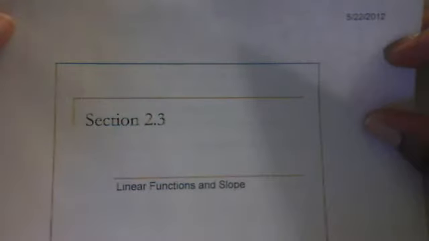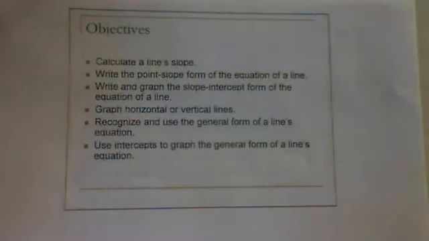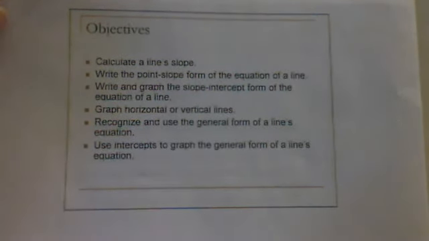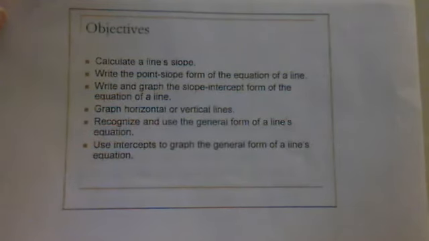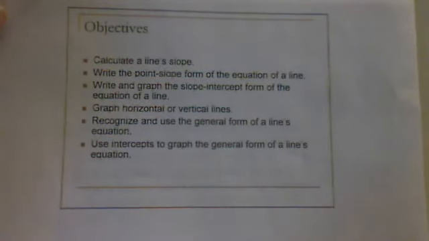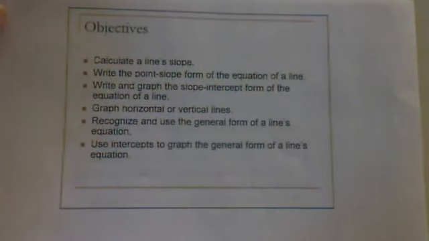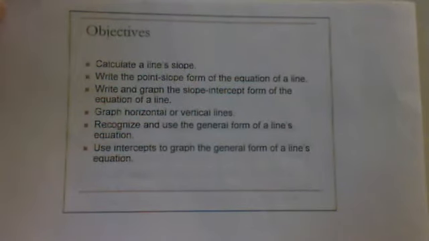In this section, we're going to be looking at linear functions and slope. Out of that section, we're going to be calculating the line slope, writing the point-slope form of the equation of a line, writing and graphing the slope-intercept form of the equation of a line, also graphing horizontal or vertical lines, recognizing and using the general form of a line's equation, and also using the intercepts to graph the general form of a line's equation.